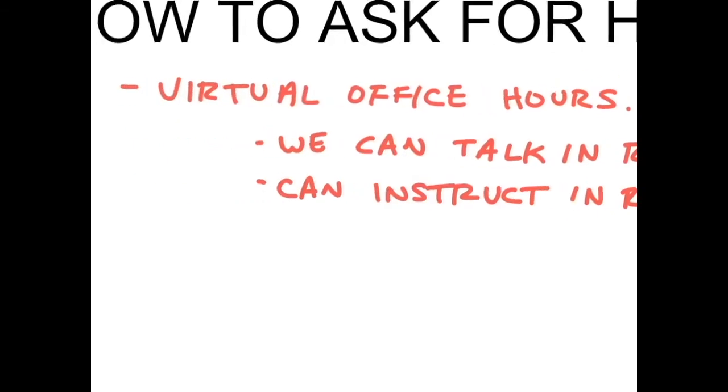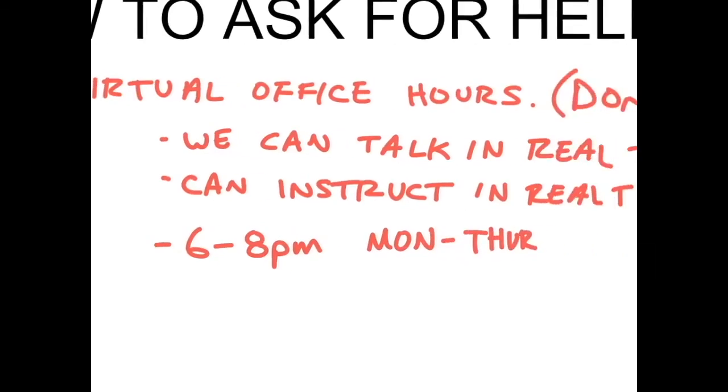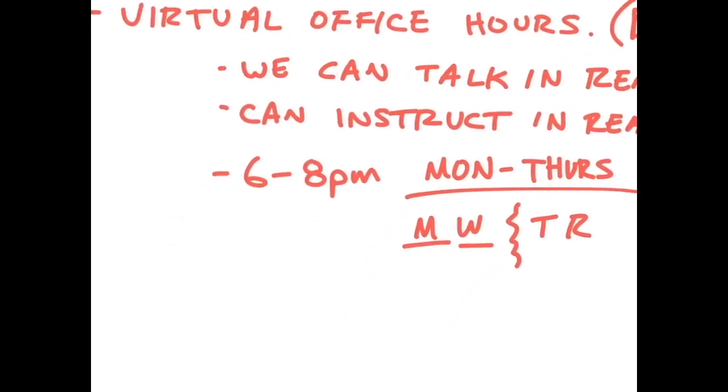Virtual office hours happen typically between 6 and 8 p.m., Monday through Thursday. Depending on what class you're in, it won't be every day. One class will run Monday and Wednesday. The other class that I teach will run Tuesdays and Thursdays. I can't remember which one's which, but it's only going to be 2 days a week that I hold this. If those times don't work for you, you can schedule a time.